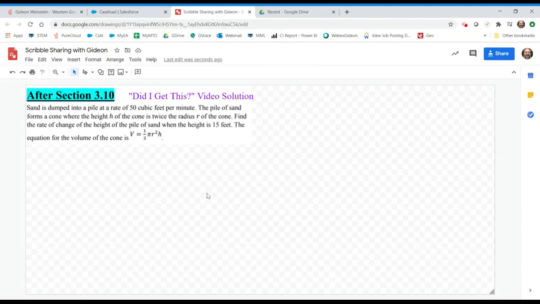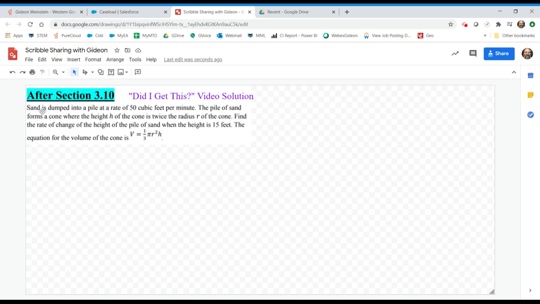Let's take a look at the problem for 3.10. This is related rates. And I'll model for you the way I'd like you to calmly analyze a problem on an exam. You've got to read it at least twice before you start scribbling anything.